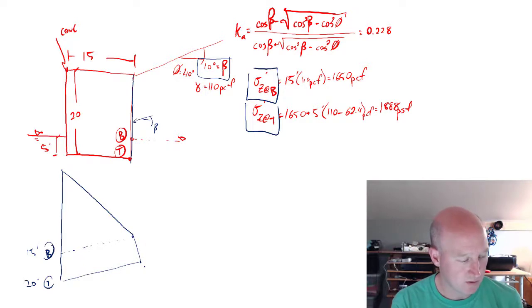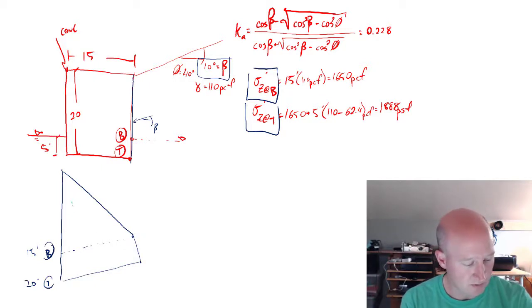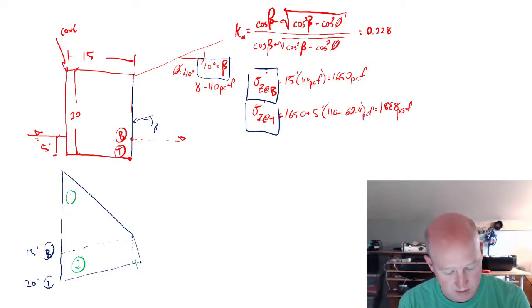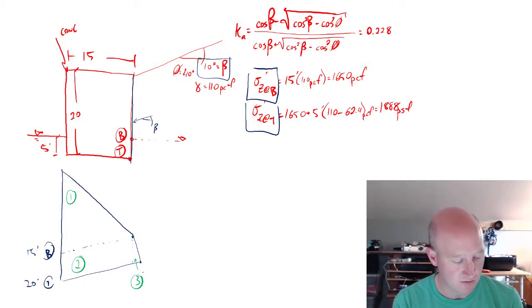And then what we're going to do is break this thing into the corresponding resultant forces. So the pressure distribution from the triangle on top, let's call this area 1, is easy enough to get. And then the resultant force for this section, area 2, is also fairly easy to get, and same for 3, but we've got to remember that we need to break them into separate sections.